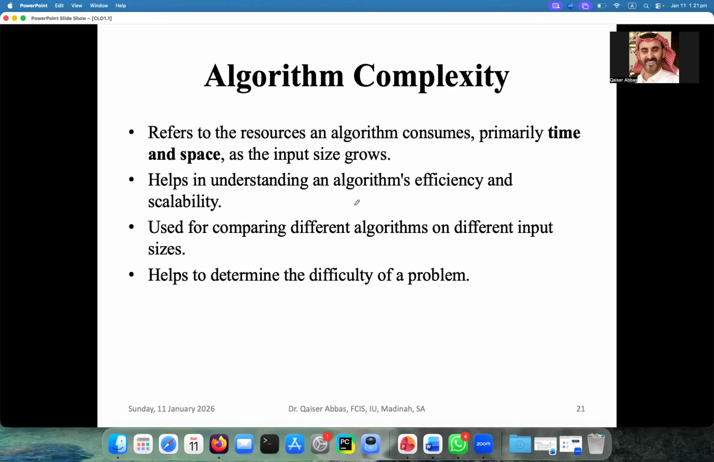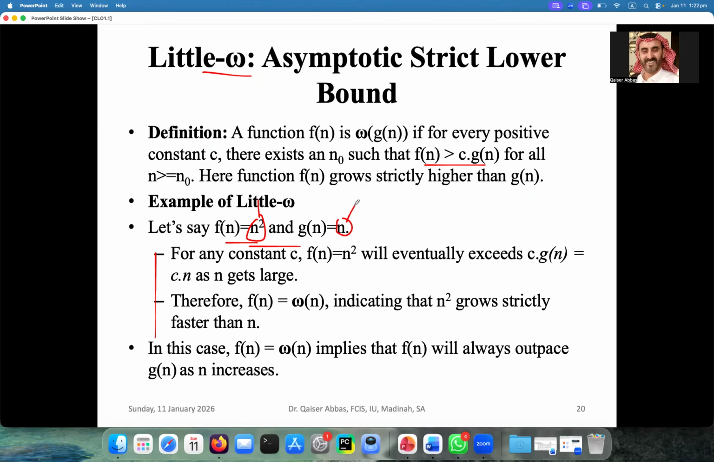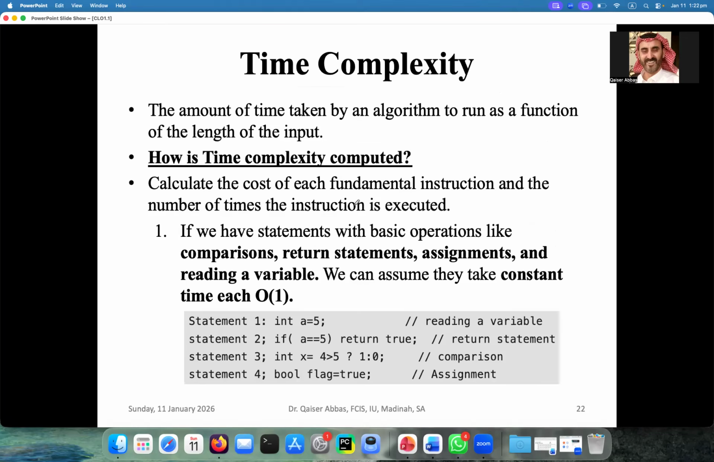Now, what is this? What is algorithm complexity? Or we can stop it here, because the topic is changing. Just a minute. What is your comment or feedback on that?